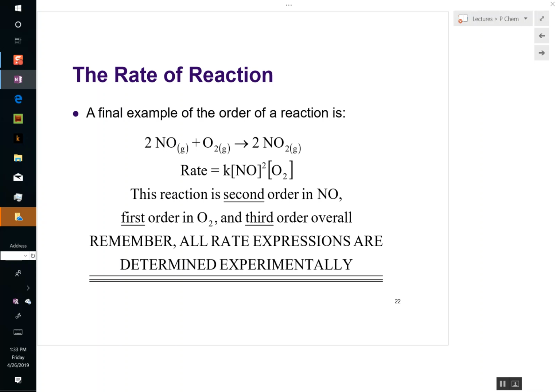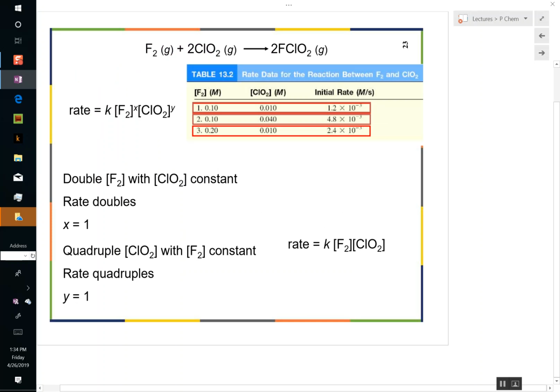Second order in NO, first order in oxygen. Wouldn't a zero order reaction mean it wasn't reacting? Let's see, if we had a rate equals K times... you can have a zero order reaction. It's just a flat line. It is reacting. But isn't there a rate? Wouldn't the rate be determined by the slope? And if you have no slope, that would mean there would be no rate. If you have no rate, nothing's reacting.